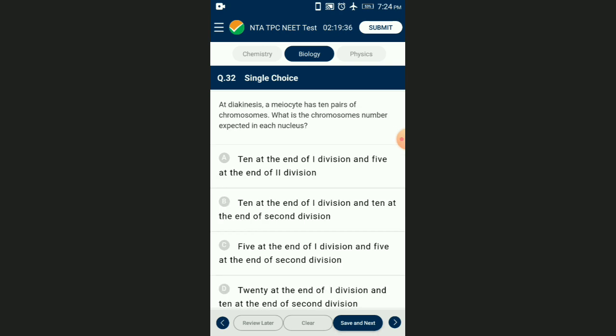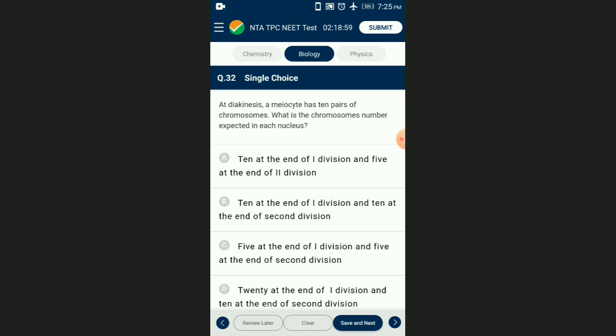Question number 32. At diakinesis, a meiocyte has 10 pairs of chromosomes. What is the chromosome number expected in each nucleus? Meiosis has two steps, meiosis 1 and meiosis 2. Meiosis 1 is the reduction division. After completion of meiosis 1, only half the number of chromosomes are present in the daughter cells compared to mother cells. Meiosis 2 is the equational division. It does not cause any change in the number of chromosomes in the cells.